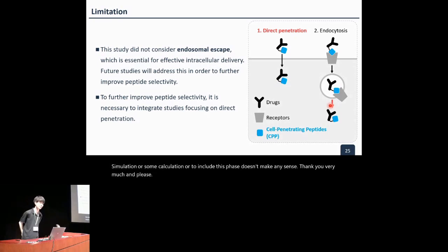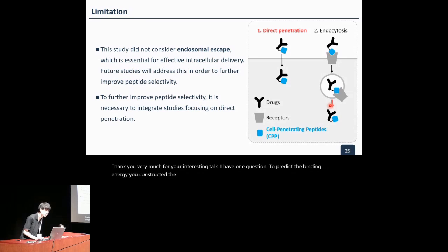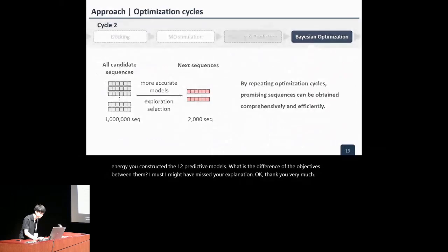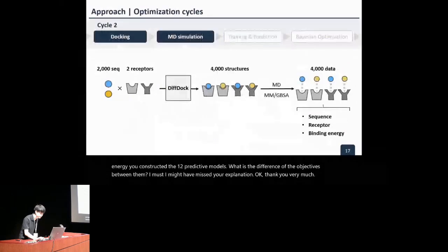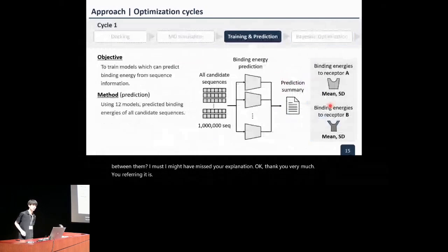Thank you very much for your interesting talk. I have one question. To predict the binding energy, you constructed 12 predictive models. What is the difference of the objectives between them? Okay. I might have missed your explanation. Okay, thank you very much. Are you referring to this slide? Okay.